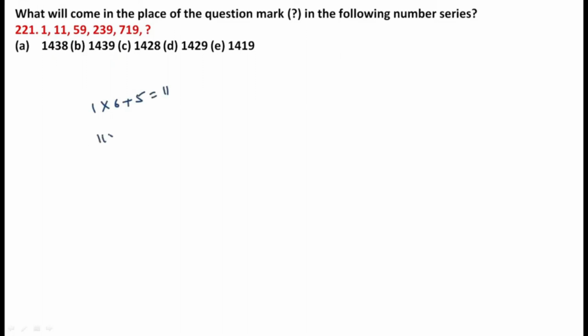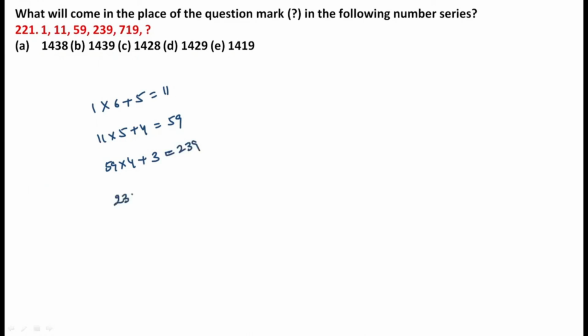Why? Because 11 into 5 plus 4, we can get 59. Now the next number should definitely be 4, and you should add the previous number 3. Now check it out: 59 into 4. 9 4s are 36, 5 4s are 20, so 236 plus 3 is equal to 239. You can get that answer.